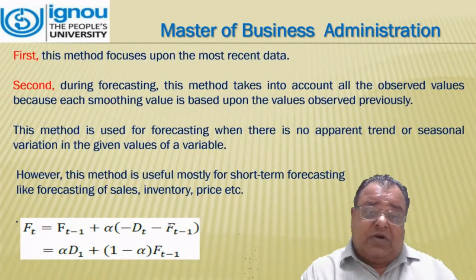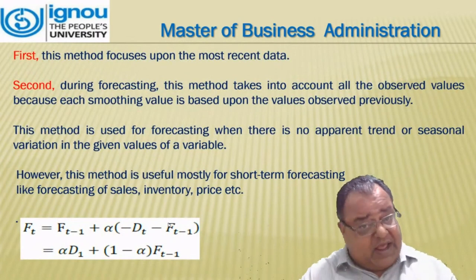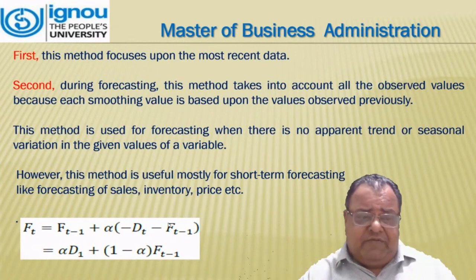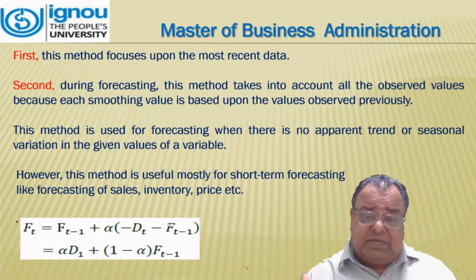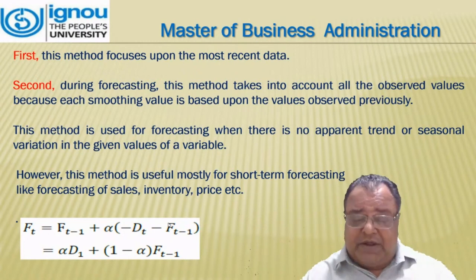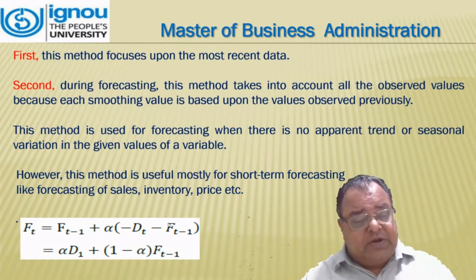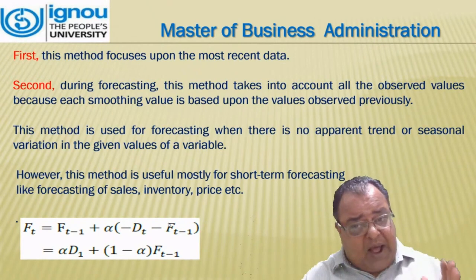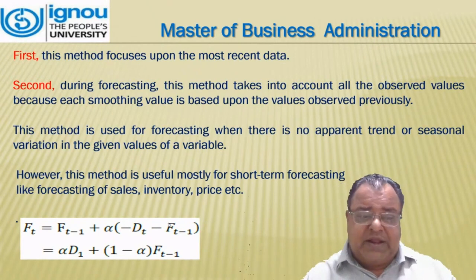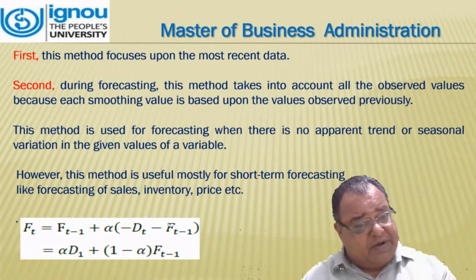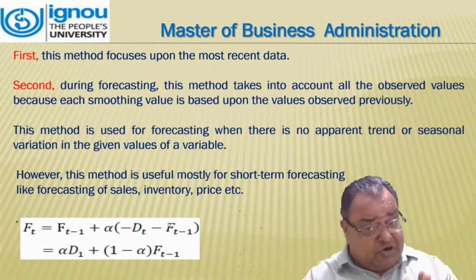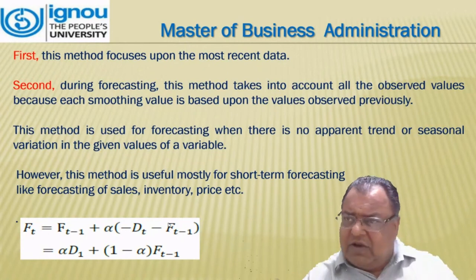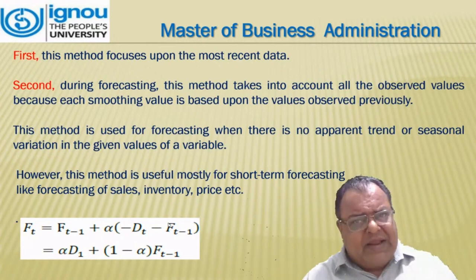Firstly, this method focuses upon the most recent data available to us. And secondly, during forecasting, this method takes into account all the observed values, because each smoothing value is based upon the values observed previously. This method is used for forecasting when there is no apparent trend or seasonal variation in the given values of a variable. However, it is useful mostly for short-term forecasting, like forecasting of sales, inventory, price, etc.